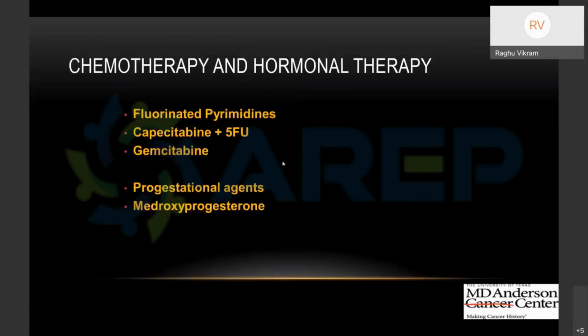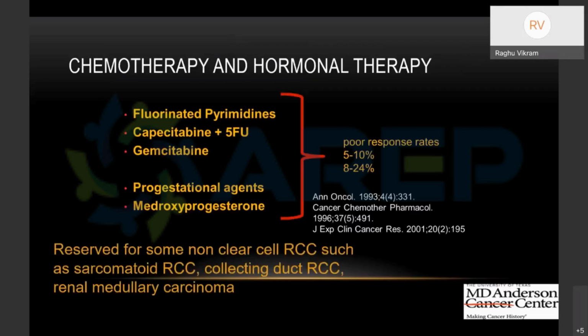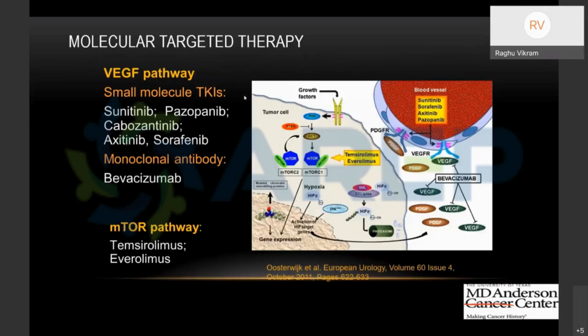The traditional cytotoxic chemotherapy generally doesn't do very well in renal cell carcinoma. There are very poor response rates. And so it is only reserved for some non-clear cell renal cell carcinomas, such as sarcomatoid, collecting duct, renal medullary carcinomas, etc. What is used generally as the first line of treatment in clear cell renal cell carcinoma and the others is the molecular or targeted therapy that attacks the VEGF pathways.